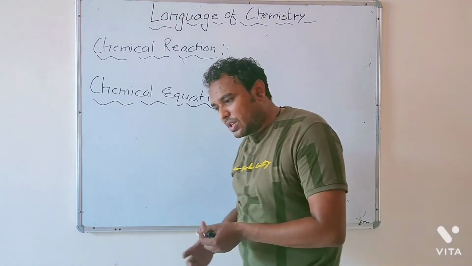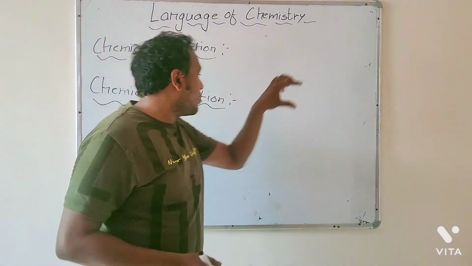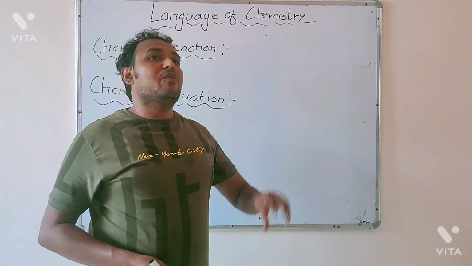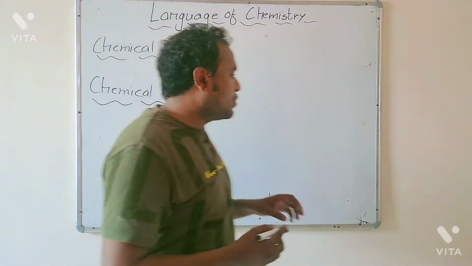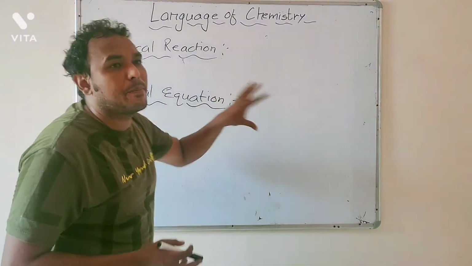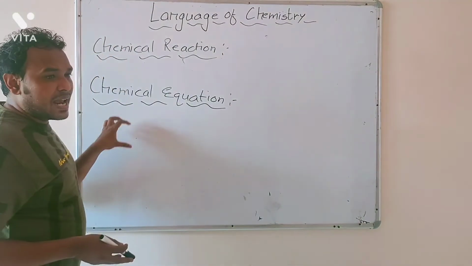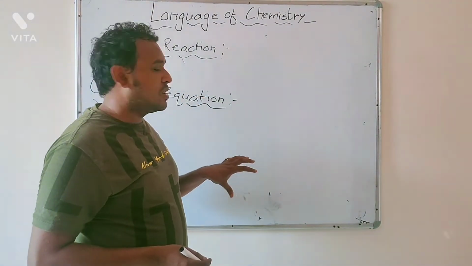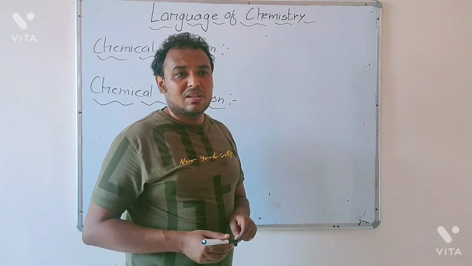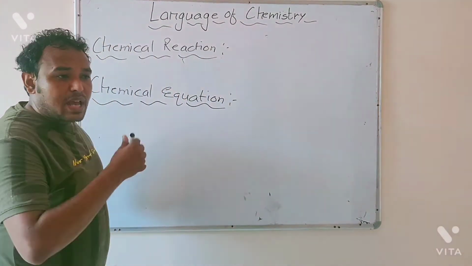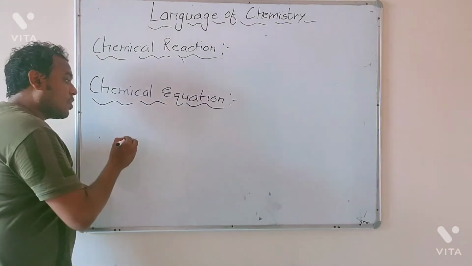What is a chemical equation? The representation of a chemical reaction by symbols and formulas is known as a chemical equation. To write down a chemical equation, you should know a few points. First of all, you should know the symbol of an element or a compound. Second thing, if there is more than one element or compound, we have to put a plus sign in between them. Third thing, we should put an arrow in between reactant and product. Now what is reactant and what is product?